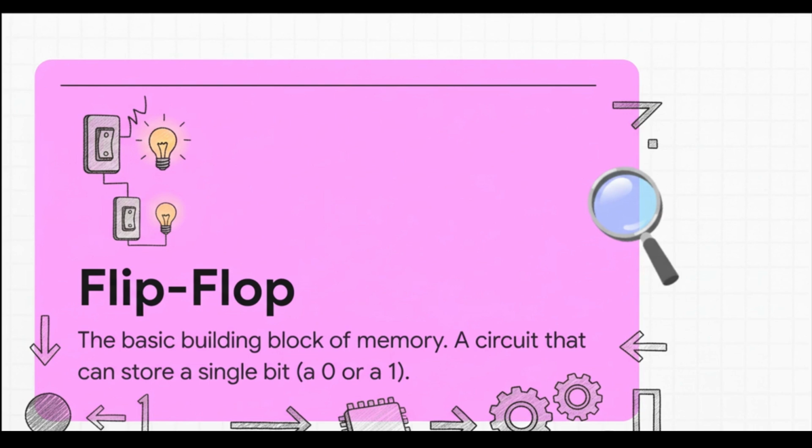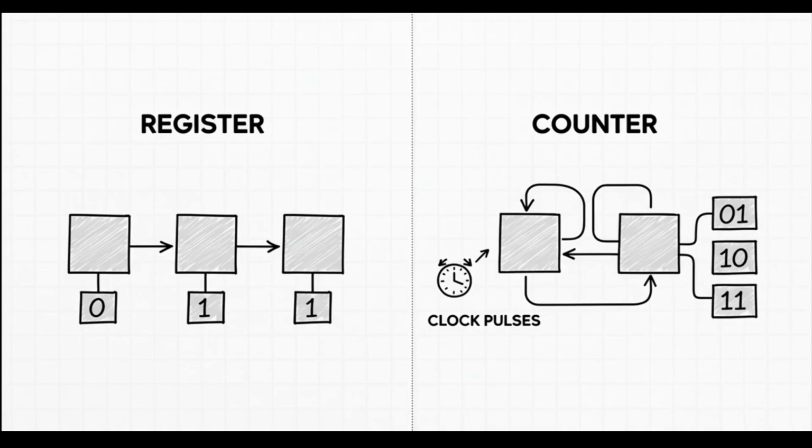There are billions of them in your phone right now, remembering everything from your Wi-Fi password to your high score in your favorite game. And by stringing these flip-flops together, we can create even more complex components. A register is just a row of flip-flops that can store a small amount of data, like a number the computer is about to do a calculation on. A counter is a circuit that can, well, count. It's essential for keeping track of program instructions and making sure everything happens in the right order. They are the computer's short-term memory and its internal metronome.